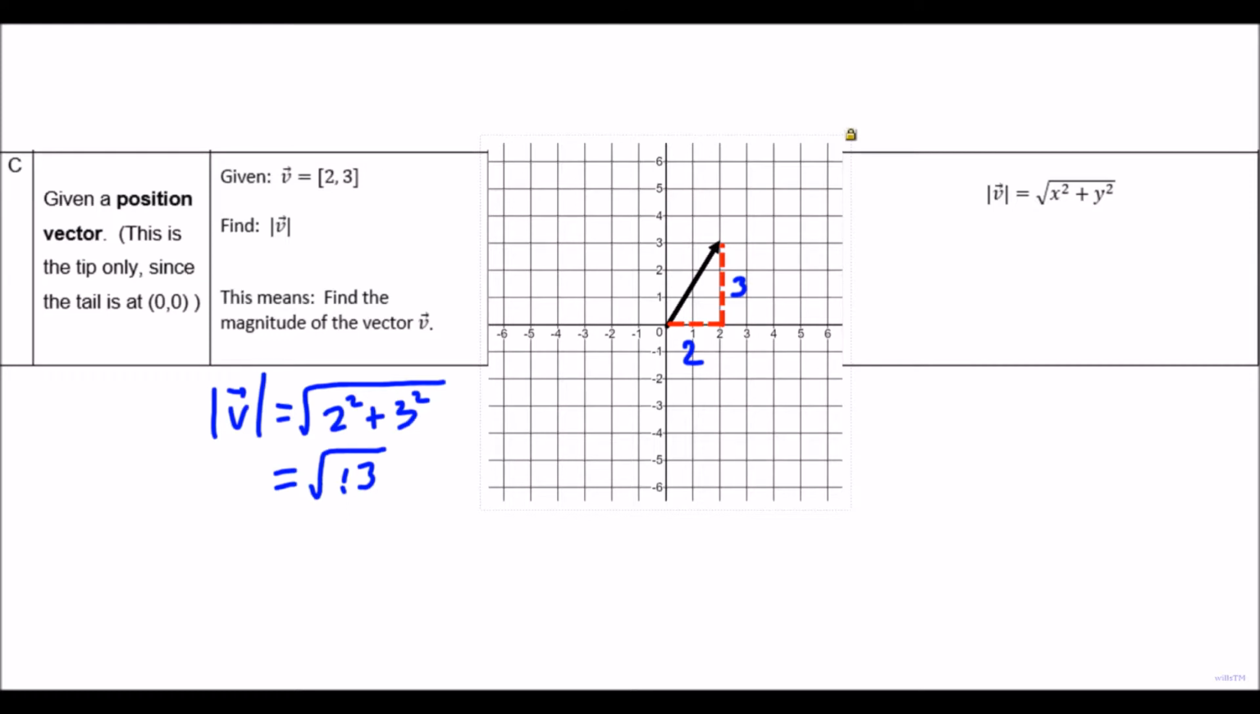And again, here's the algebraic formula. This is the formula I'm going to be using. So the magnitude of v is equal to the square root of 2 squared plus 3 squared. And so again, 4 plus 9 is the square root of 13. So we can do it that way, looking at our diagram there. Here's our diagram, geometry.